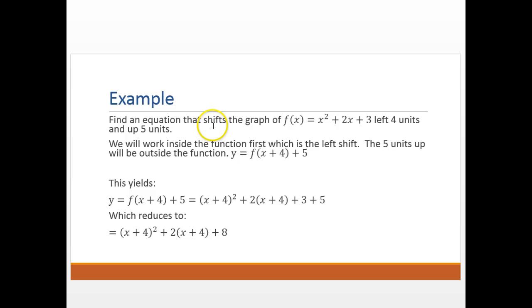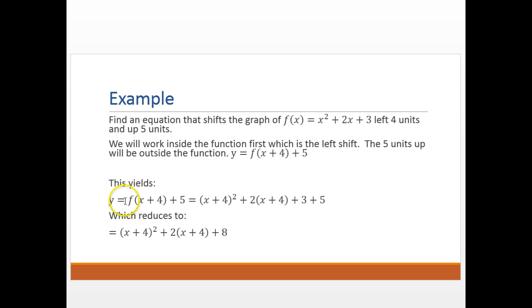Find an equation that shifts the graph of f of x equals x squared plus 2x plus 3 left 4 units and up 5 units. We know 4 is on the inside of the function, left and right. 5 is on the outside of the function. So if I want to shift this function, it would be y equals f of the quantity x plus 4, since inside the function is left and right, and then the plus 5 is on the outside of the function.